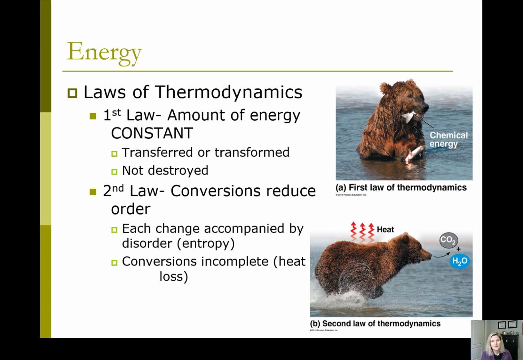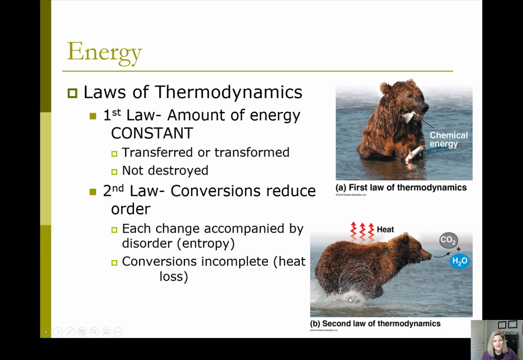So for example, the chemical energy that's stored inside this salmon, all those calories that the bear is taking in, all that unit of energy that it's taking in, it's not going to be 100% used for movement. Some of it, when it's being converted, just gets lost as heat and it gets off through that. And there are byproducts that are resulting.